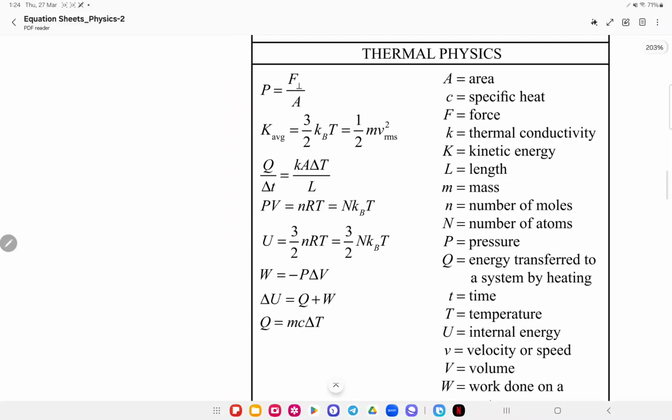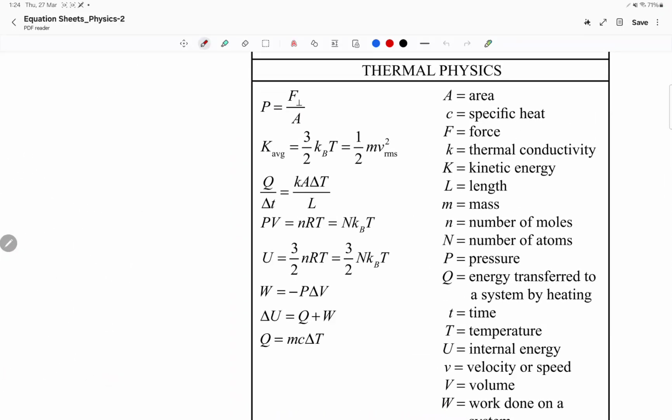For the first unit, we'll be dealing with the following information. This is for unit 1. Pressure is equal to force over the area, and kinetic energy, here for a gas, is equal to 3/2 kBT.